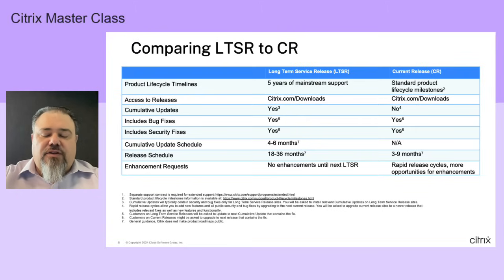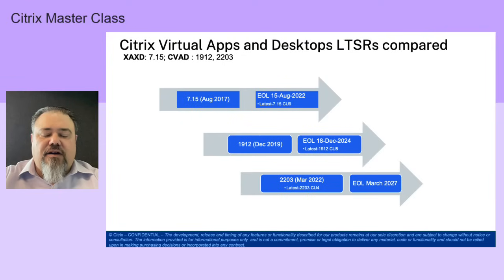Here are the current releases that we have for LTSR. For those of you who are on 715, I hope there are none, because that's been end of life for 2 years. That was the last one there. 1912 is the big one that we still have customers on, and that is going to be end of life at the end of this year. This is a big one that we want customers to move, and now is the time to start looking at 2402 and making that migration strategy. And then the current one, the 2203, the latest CU on that is CU4, which was released last year, and we continue to support that for a few more years.